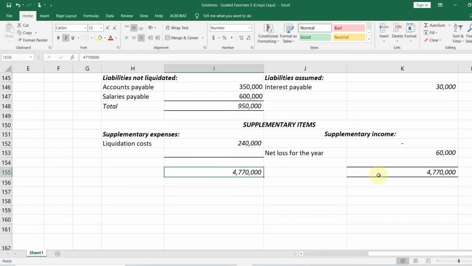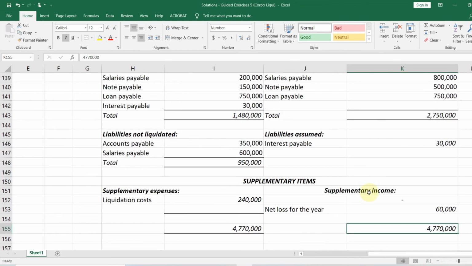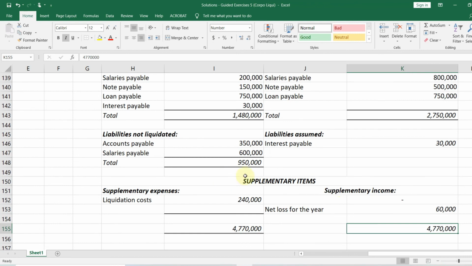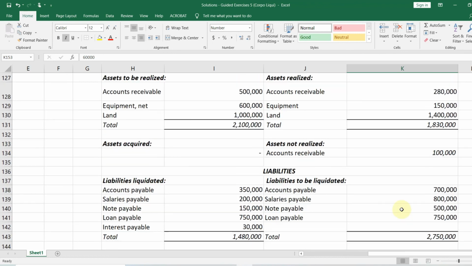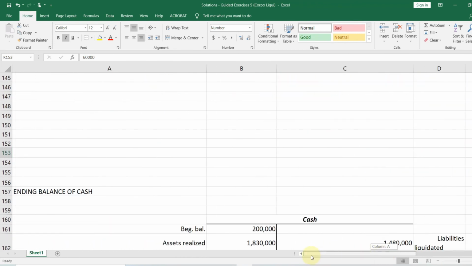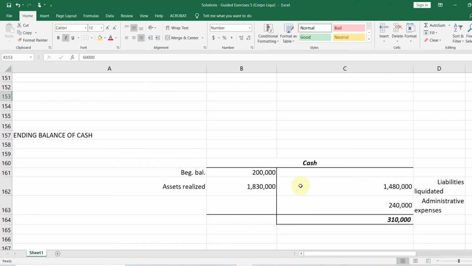Now, to balance it, dapat, wala ka sa supplementary income eh. Okay? So, to balance the 47,750, you just deduct the debit side and then the credit side, and then you'll get a net loss of 60,000. Okay? So, ibig sabihin, mas malaki yung debit side mo kaysa sa credit side. So, you have a net loss for the year of 60,000. Okay? So, ganun lang. Okay? So, yan.